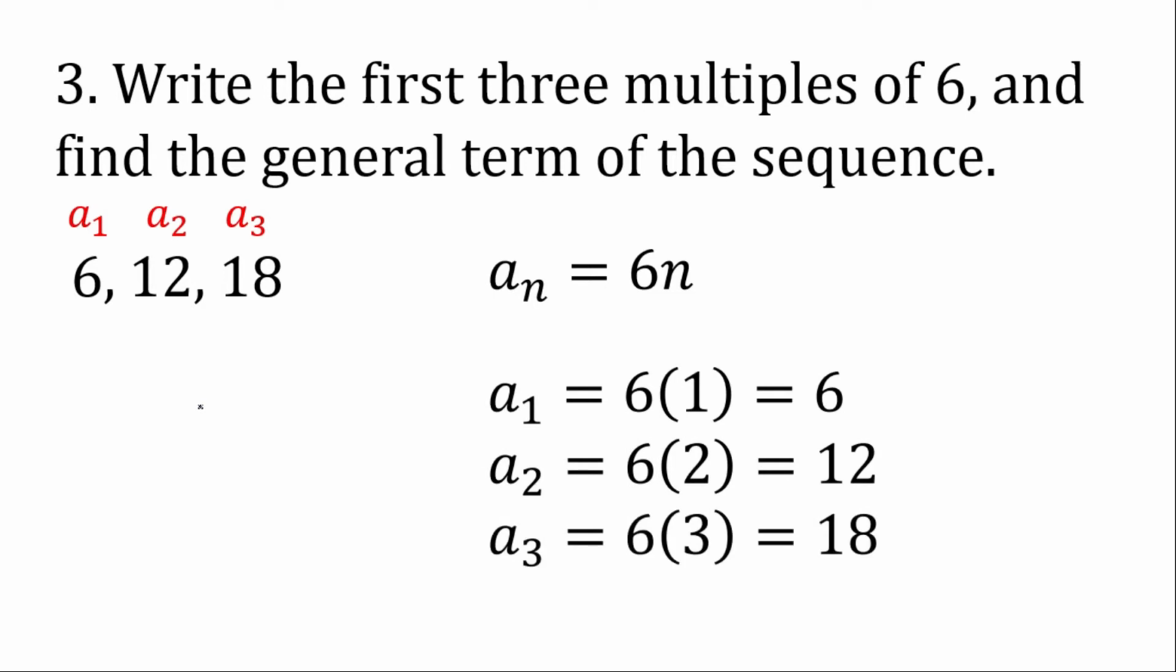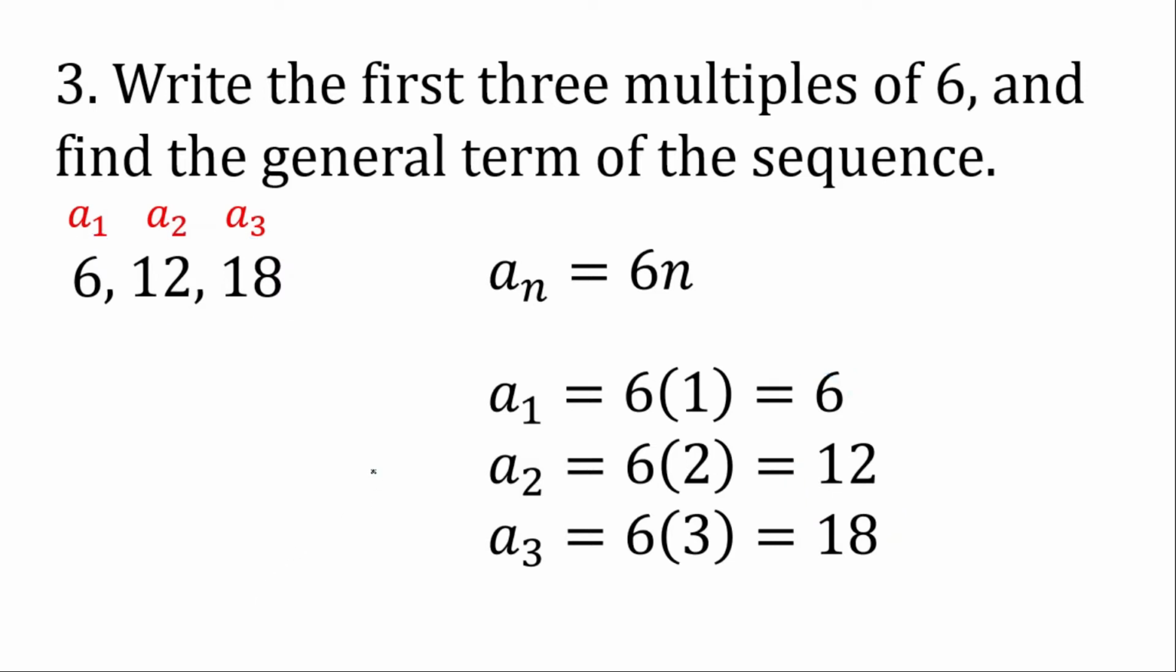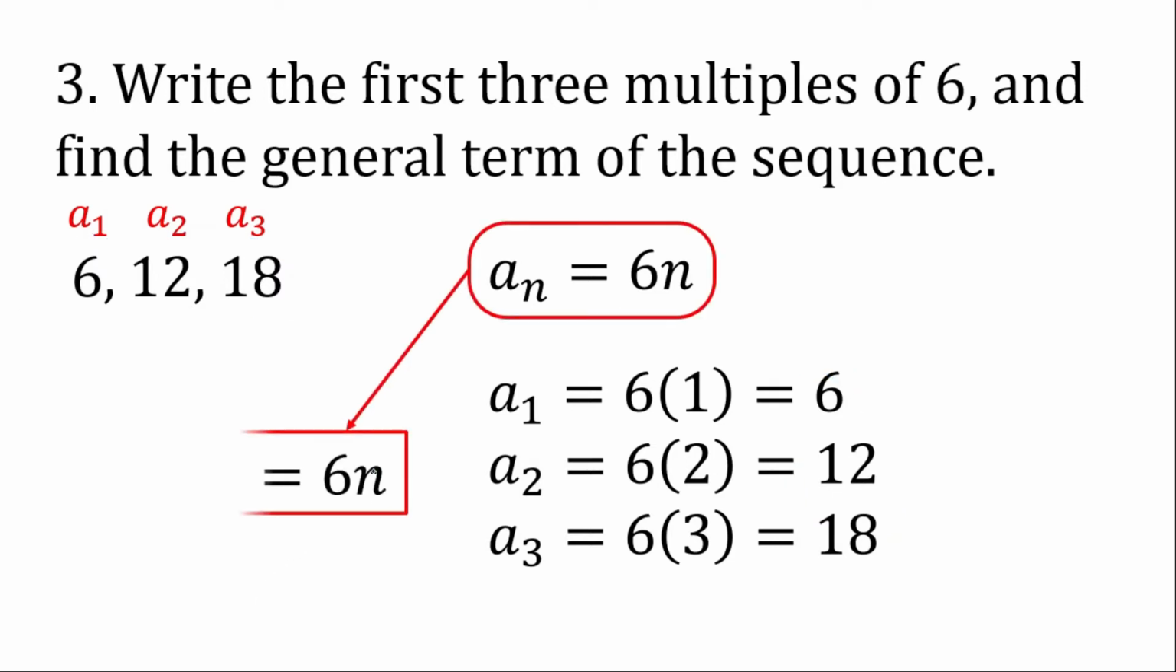So in this case, the values of a sub 1, a sub 2, a sub 3 are 6, 12, and 18. It is similar to the first three multiples. So therefore, the general term is a sub n is equal to 6n.